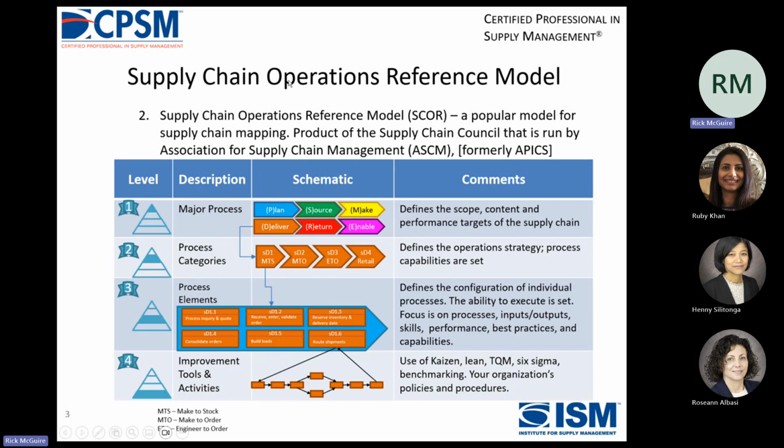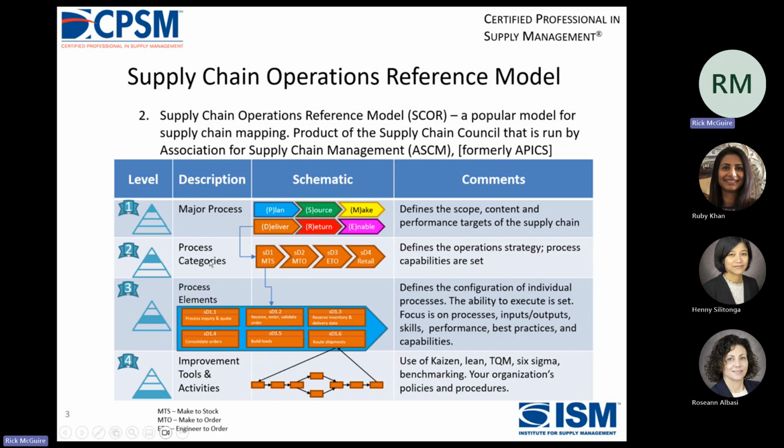So the supply chain operations reference model, otherwise known as SCOR, is a popular model for supply chain mapping. This is run by the Association for Supply Chain Management now, which is formerly APICS, which you may have heard of. But what this is, it just goes down in levels, and I'll show you what it kind of looks like. So the first level, you determine which one of these you're going to use. And with us, we probably wouldn't use the return version because we do warranty and campaign and recalls.